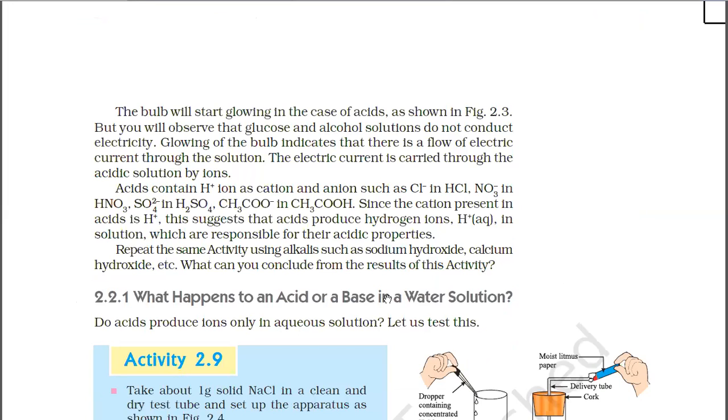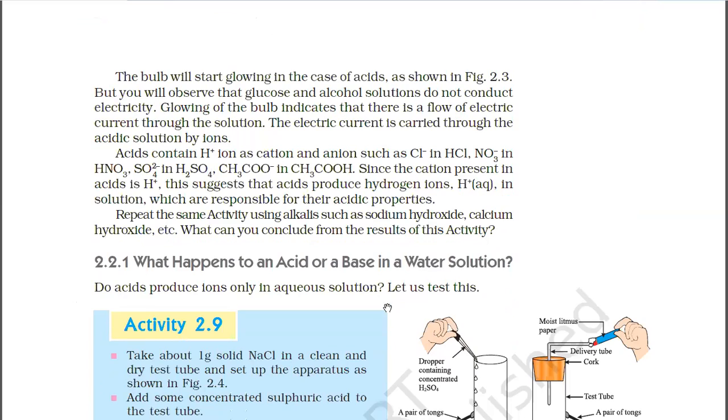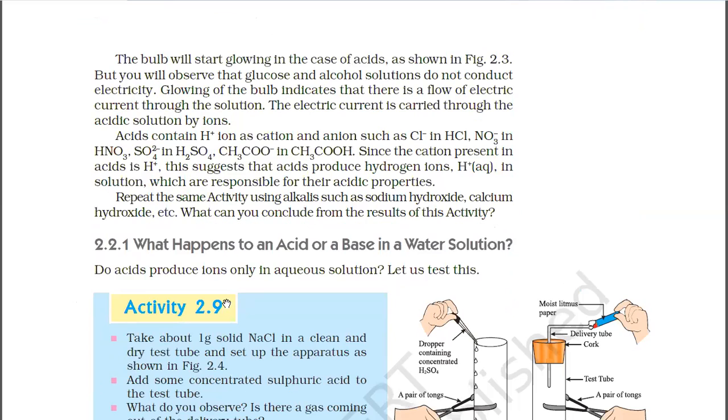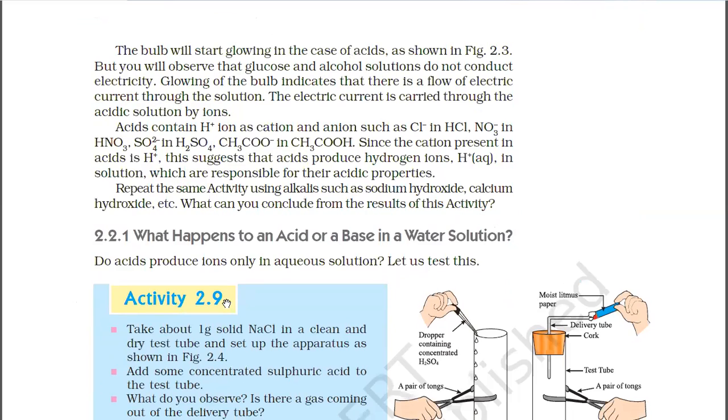Glowing of the bulb indicates that there is a flow of electric current through the solution. The electric current is carried through the acidic solution by ions. Acids contain hydrogen ion as cation and anions such as chloride ion in HCl, nitrate ion in HNO3, sulfate ion in H2SO4, and acetate ion in CH3COOH. Since the cation present in acids is hydrogen ion, this suggests that acids produce hydrogen ions in solution, which are responsible for their acidic properties.